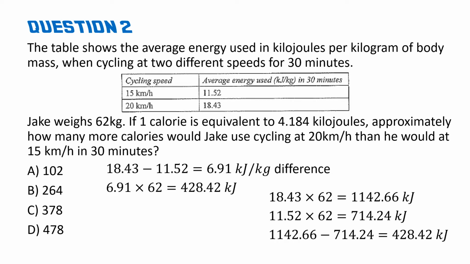So we want to use that 1 calorie is equivalent to 4.184 kilojoules. If you need that piece of information, it will be given to you. You're not required to memorize or know that. Either way, we want to go out 428.42 kilojoules and divide that by our 4.184 to work out that it's a total of 102.4 calories. Lo and behold, that's option A.